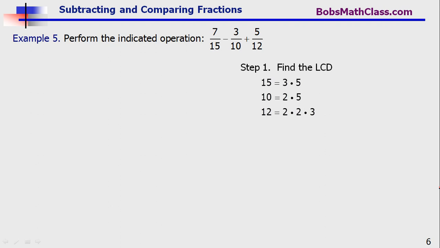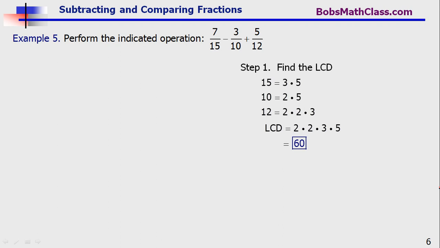Okay, so what is our LCD then? How many 2's? That's right, 2, because that's the most number of 2's that occur, so 2 2's. How many 3's? Just 1. And 5's? Just 1. Good. So our LCD is 60.